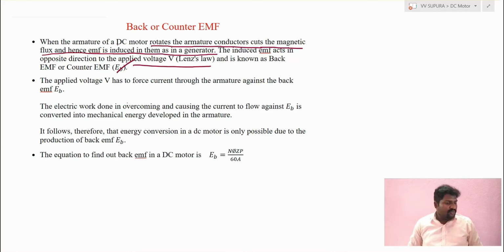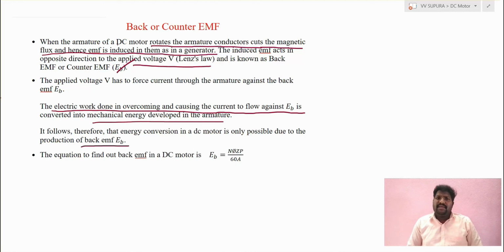So the work done in overcoming the cause, in the current to flow against the back EMF, is converted to mechanical energy developed in the armature. It follows, therefore, that the energy conversion in a DC motor is only possible due to the production of back EMF.